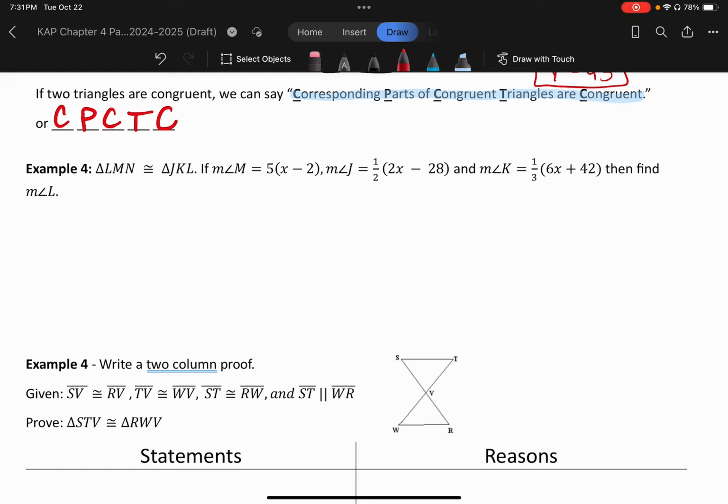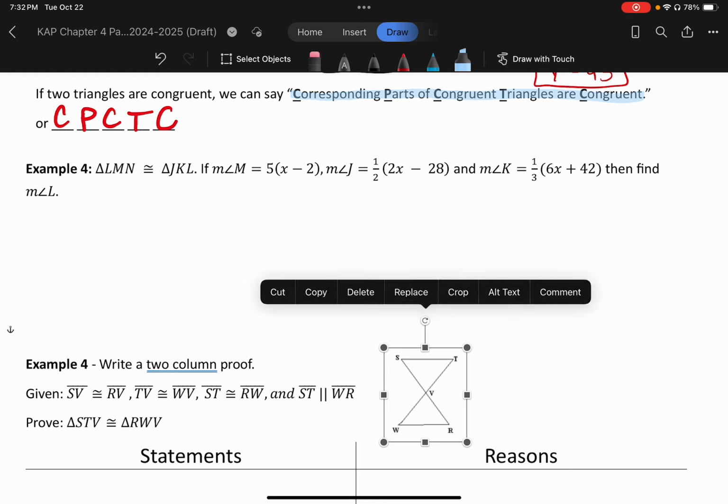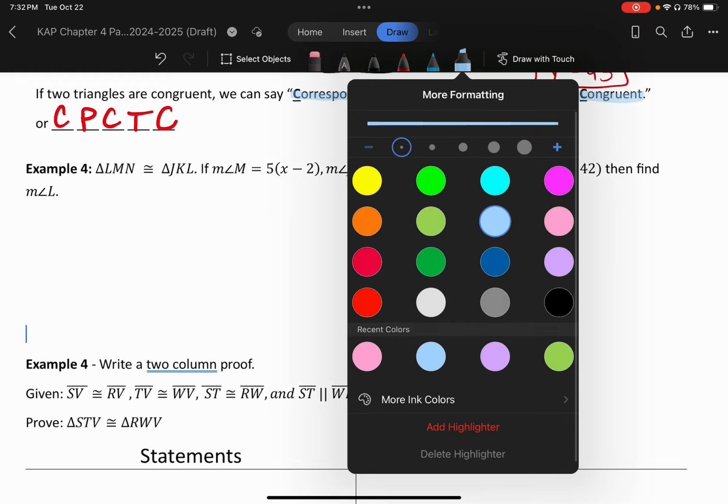I'd encourage you to try to do this without a calculator. We do have some fractions here, but we'll go through and see how we're going to manage those fractions when we distribute. So I'm going to start with what I'm given here. I'm given angle M, angle J, and angle K. I'm going to start with angle M just because that's the first one that I see.